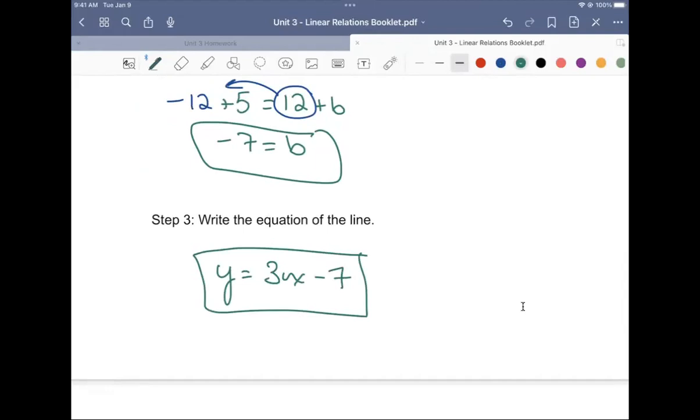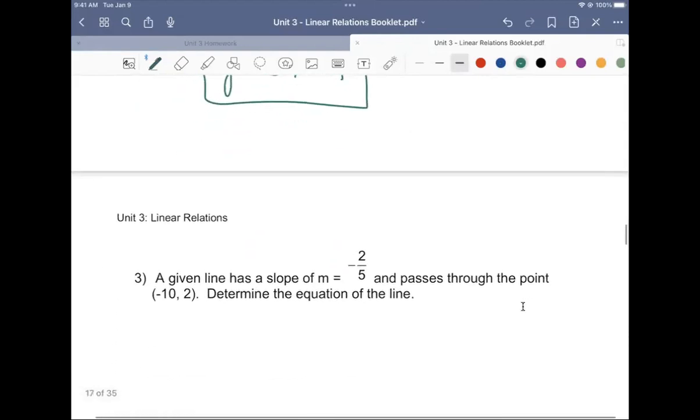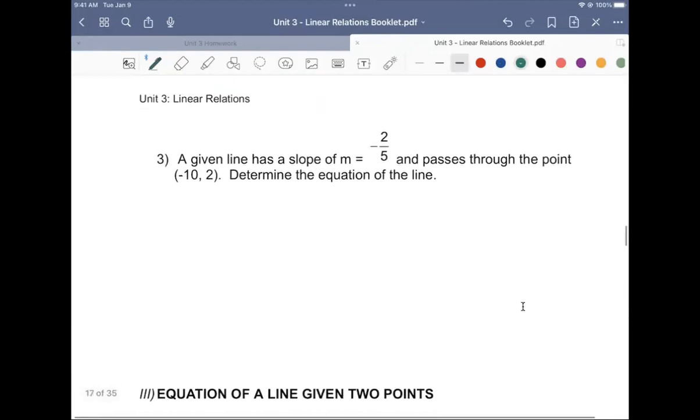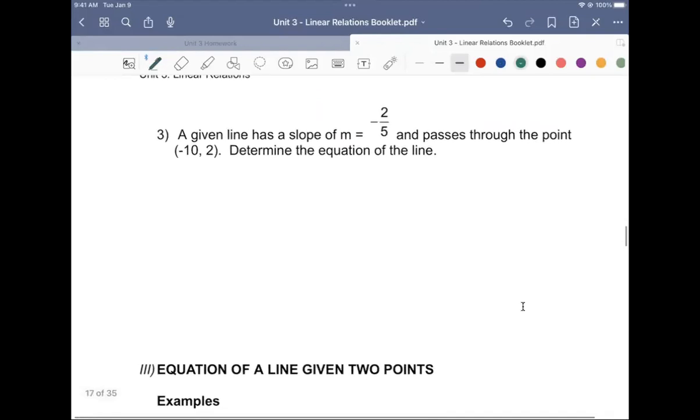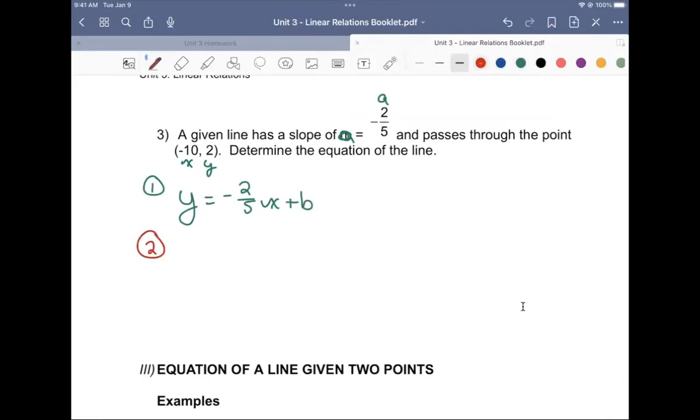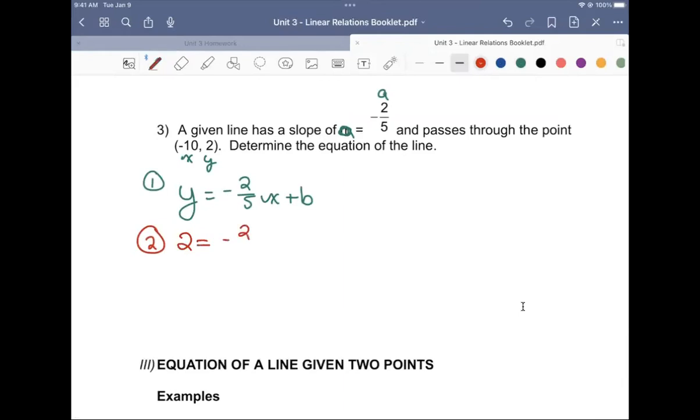The next step that we are going to do after that is figuring out the equation of a line. Oh, we're just going to do one more example. Never mind, I skipped ahead. So here we're going to determine the equation of a line given a slope of negative 2 over 5 and passes through the point negative 10, 2. So remember, this is x, this is y, and this is a. So I have step 1, y equals negative 2 over 5x plus b. Step 2, I'm going to substitute in 2 for y. So I'll get 2 is equal to negative 2 over 5 times negative 10, which is our x value, plus b.